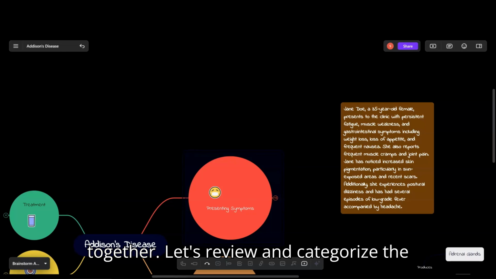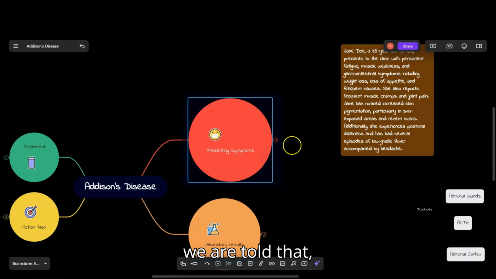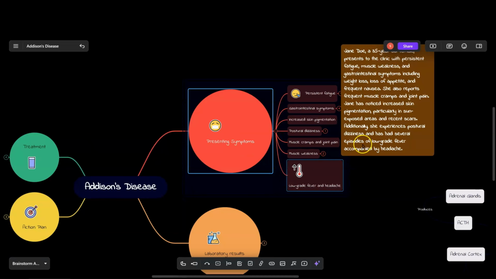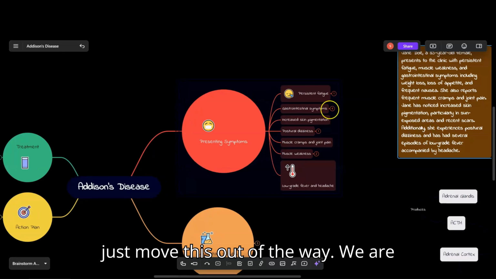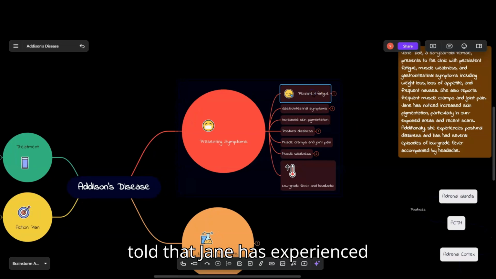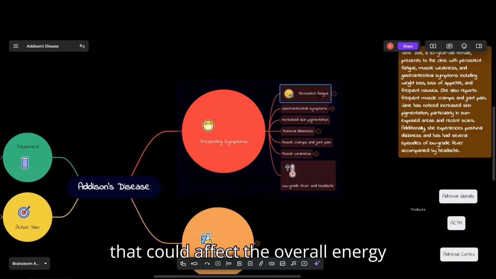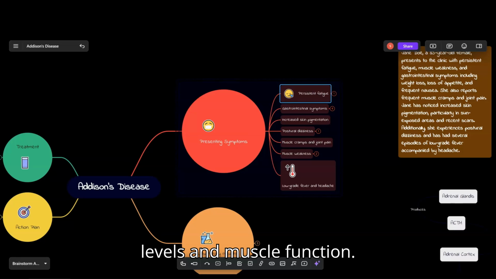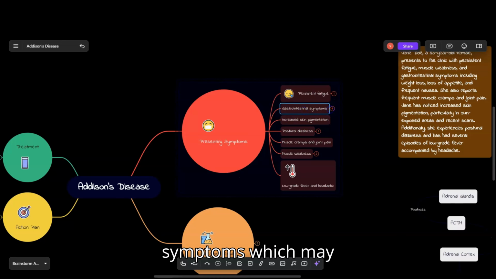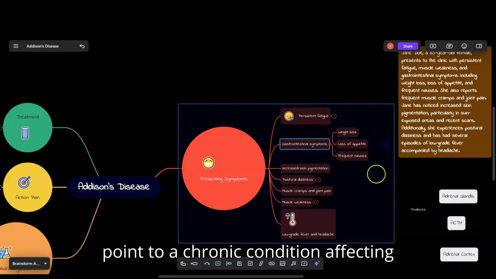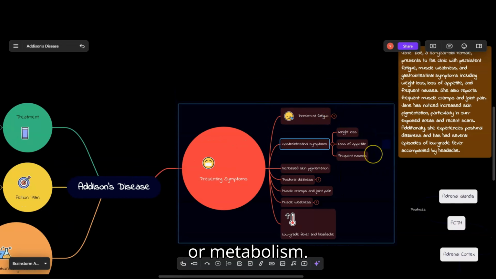Let's review and categorize the symptoms. We are told that Jane has experienced fatigue and muscle weakness. These symptoms suggest a systemic issue that could affect the overall energy levels and muscle function. She also has GI symptoms, which may point to a chronic condition affecting nutrient absorption or metabolism.